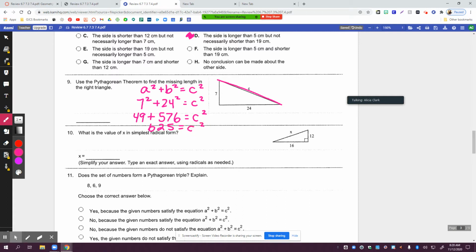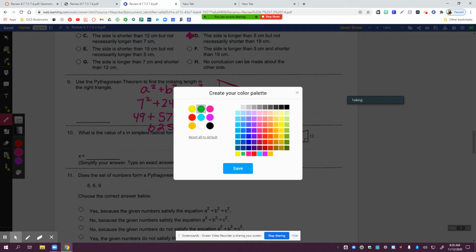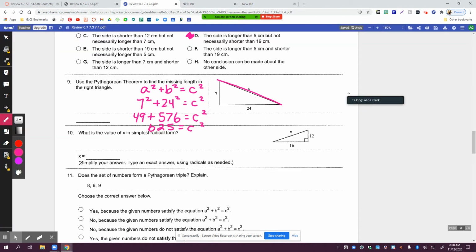Now remember that we don't want c squared, we just want c. So we're going to take the square root of both sides. If I take the square root of 625, that side has to be 25.